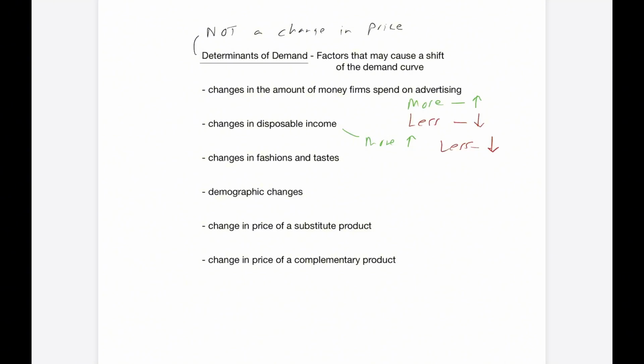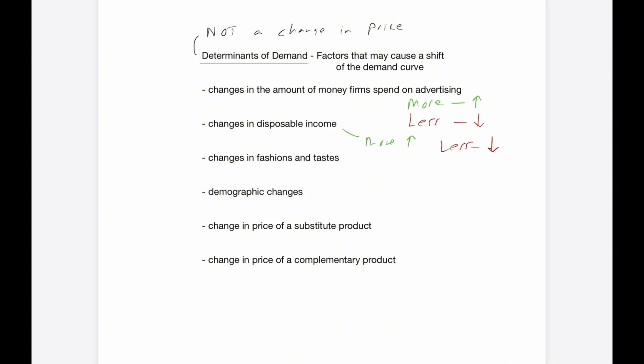So for an example, if the government decides to increase income tax, then as a result of that, households will have less disposable income because they'll be paying the government more in taxation. Therefore, they have less money, less disposable income, so they're going to be less willing and able to demand products. So demand will fall, and that would be a shift to the left-hand side.